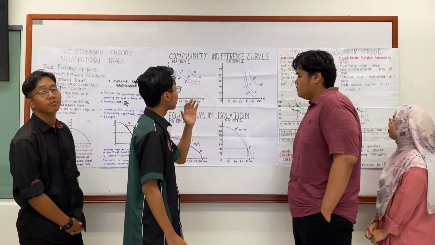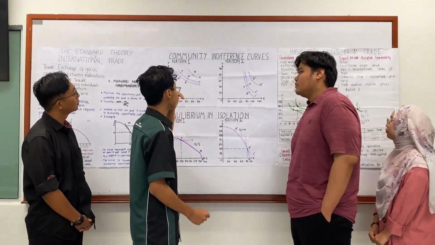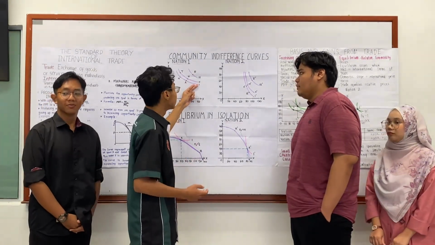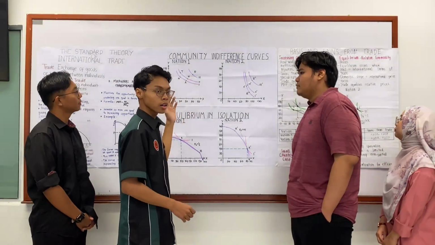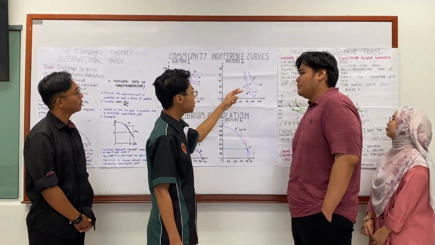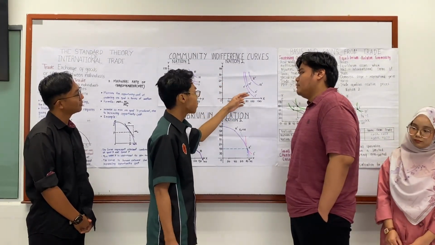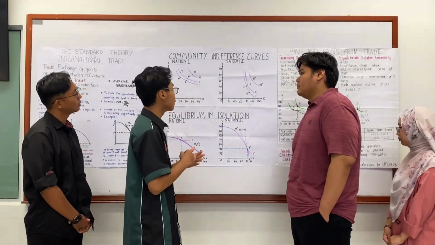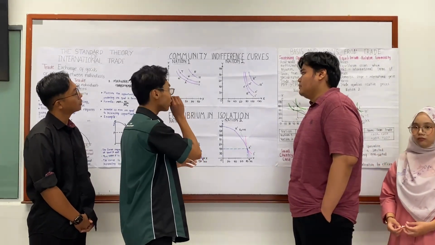This community indifference curve involves three curves. One curve is the lowest welfare, the second is the medium, and the third is the highest welfare. Nation 2 also has the first welfare, that is the lowest point, the second and the third. So the curves of welfare are the same for both nations. The difference is the points of the goods for each nation.